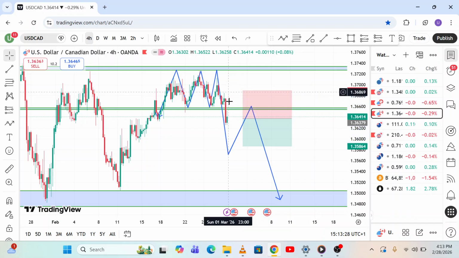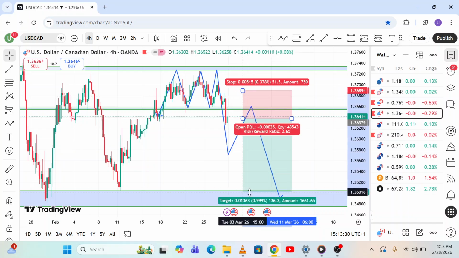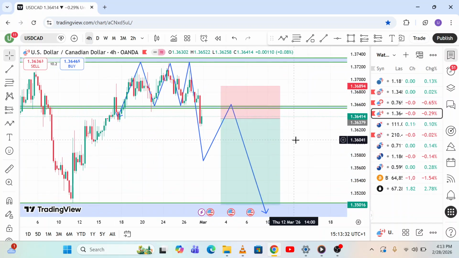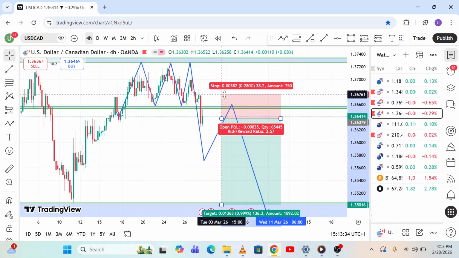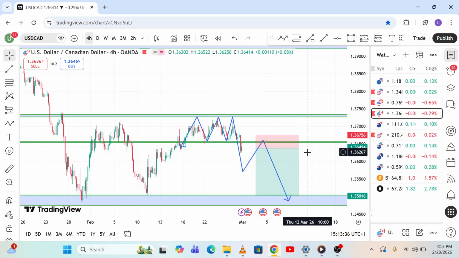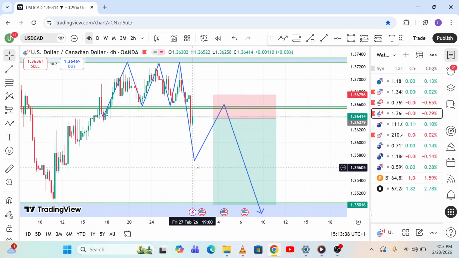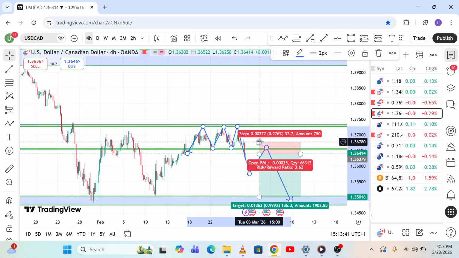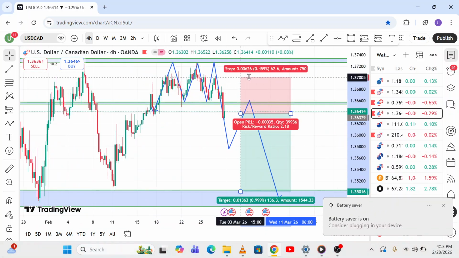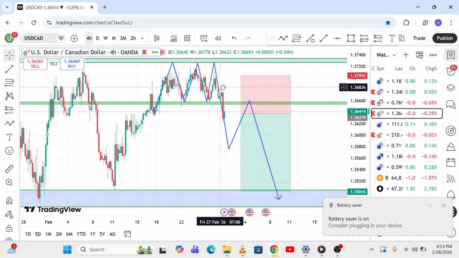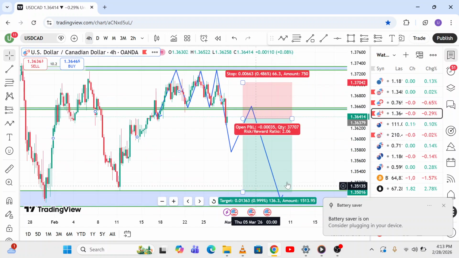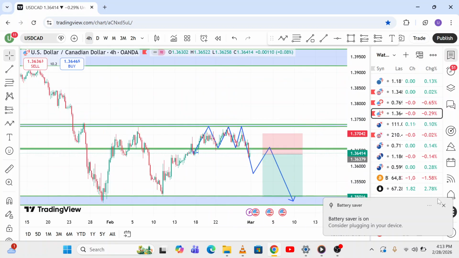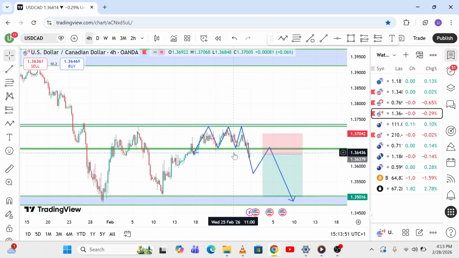we can enter like this and target this position by risking 50 pips. We can target a 3 risk to reward ratio like this. This is possible, but also if you want to use a risk to reward ratio of 2, you can also do it. It depends on you. I think this is enough. This is the weekly breakdown.